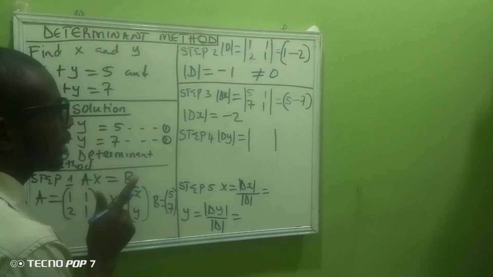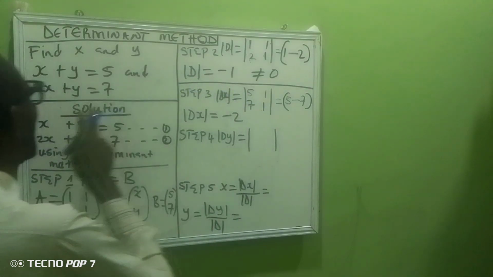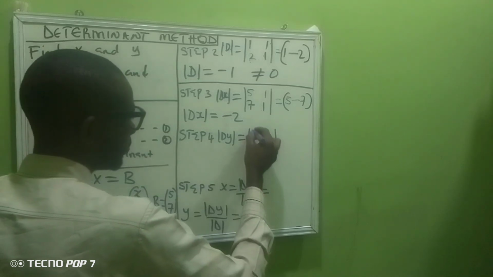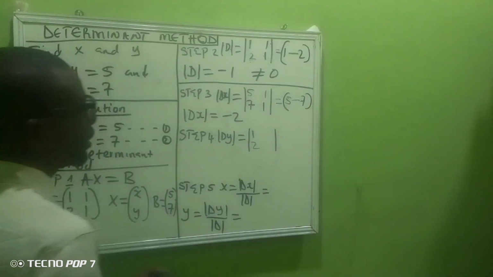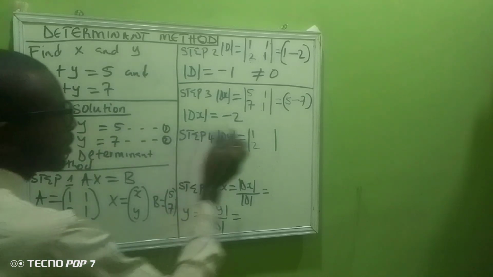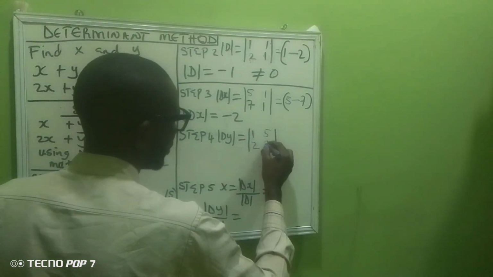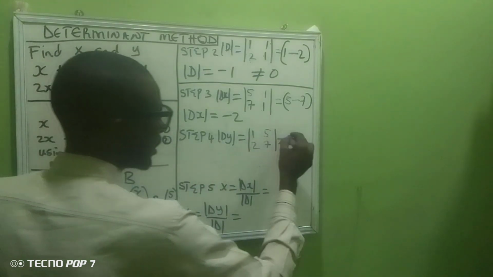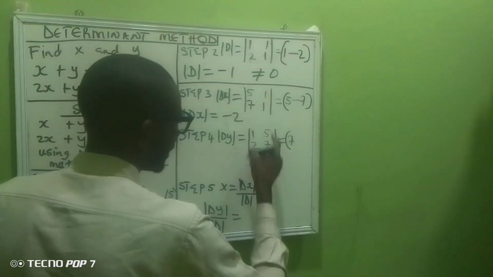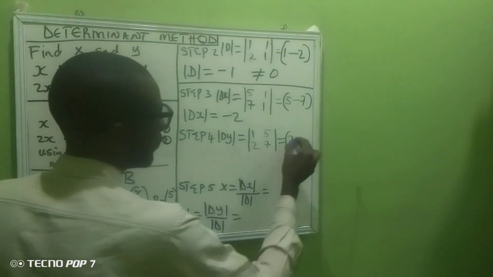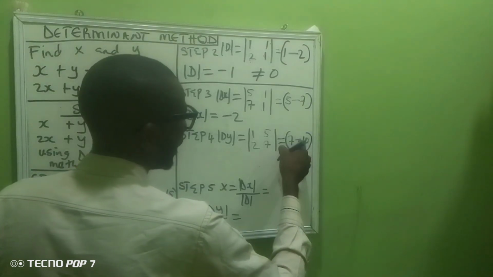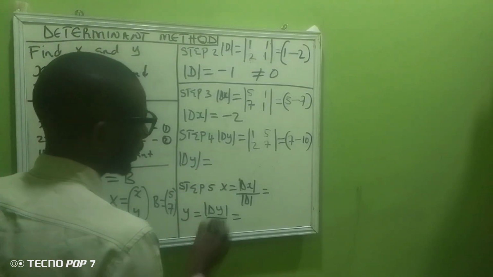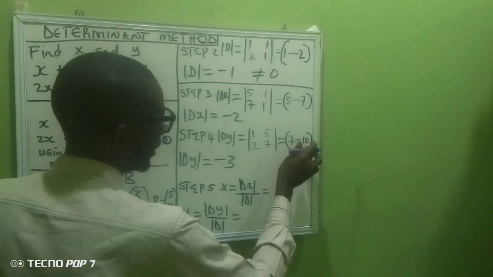Now we are moving to step 4 to find the determinant of y. To find the determinant of y, we are going to return our original 1 and 2. This 1 and 2, we'll write it first. Then this time around, this 5 and 7 is going to the second column. Then we find the determinant of y. 1 times 7 is 7. And 2 times 5 will give us 10. Remember the minus is always there. So our determinant of y is now what? Minus 3, because 7 minus 10 is minus 3.